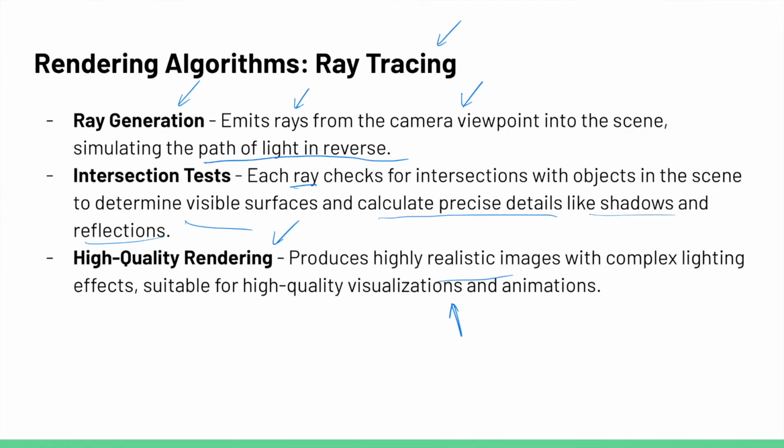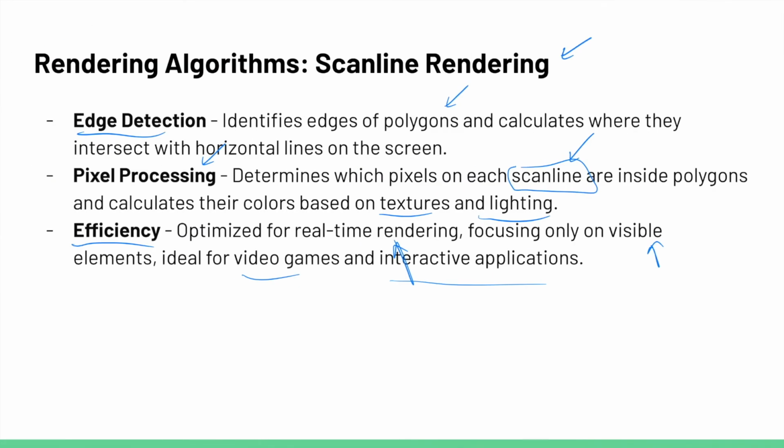So ray tracing, kind of emitting a sort of simulated ray of light from the camera's viewpoint. And Scanline rendering, basically splitting up the screen into horizontal lines and identifying which aspects or which edges of different 3D objects intersect with each of those horizontal lines, and then depicting 3D objects on the screen that way.